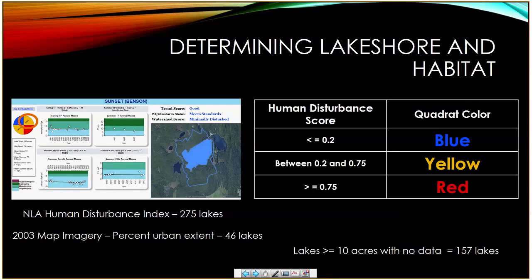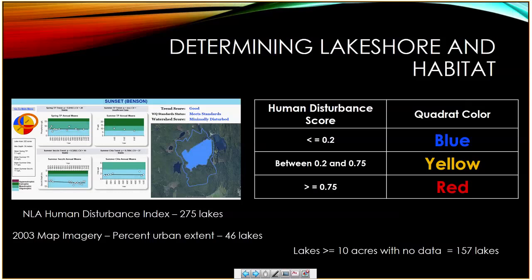We have 46 lakes that are scored using an older method. As we have time, we will re-evaluate those using the NLA method and change the color of the quadrant to match if necessary. And of course, there are quite a few lakes at this point that do not have data associated with them, so the color of that quadrant for lakeshore and habitat will be gray.